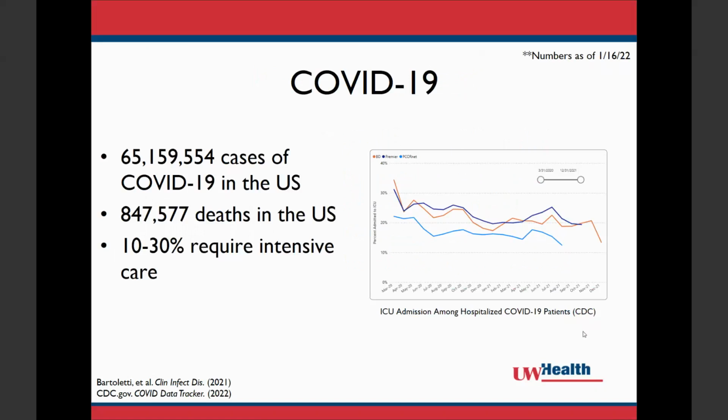This graph here on the right side shows the trend of ICU admission among hospitalized patients with COVID-19 since March of 2020. There are 3 different lines just because it's from 3 different data sources tracking hospital data across the country. You can see it started a little bit higher and now is in that 10, 15 to 20 range, but still a significant proportion of patients are admitted to the ICU. Over 65 million cases of COVID have been identified in the US with over 800,000 deaths, and those numbers, unfortunately, do keep increasing. Those are up to the 16th of this month.